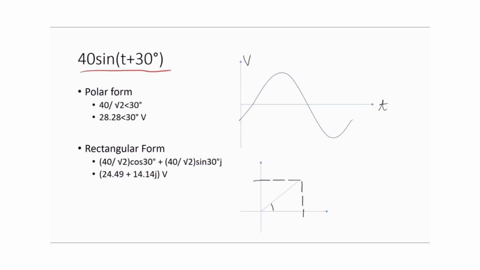So, moving on to an example. We have the wave 40 sine(t + 30). And on our sine wave on the right here, we can see that the phase is 30 degrees, and the amplitude is 40.